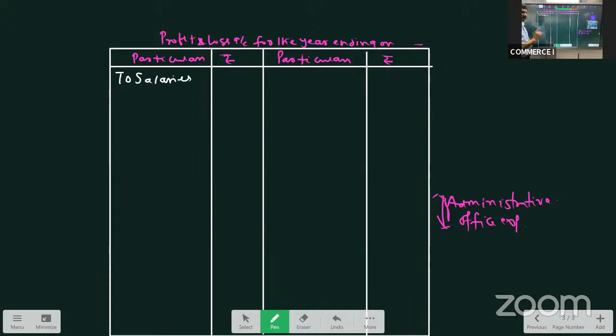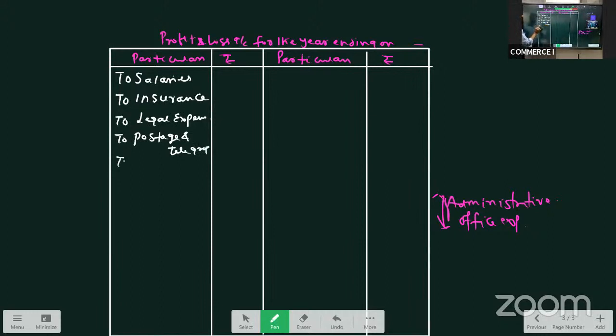Wages and salaries are almost the same. Wages is the word we use when payment is made on a daily basis to the laborer. Salary is the one which we pay on a monthly basis in office. Then, if any insurance premium is paid, that will be taken. Then any legal expenses incurred. Then postage and telegraph.